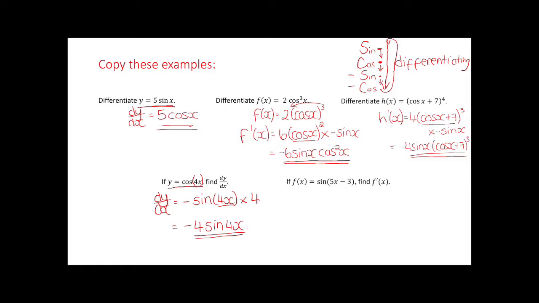Next example, very similar to the last one, we've got a sine, but we've got a 5x minus 3 in a bracket. When we differentiate, we get f dashed x. Differentiating sine gives us cos. That 5x minus 3 stays exactly where it is, and we now need to times by the derivative of the bracket. 5x minus 3, differentiate it, gives you 5, so that can be tidied up to 5 cos 5x minus 3. And that's the final answer for that one.